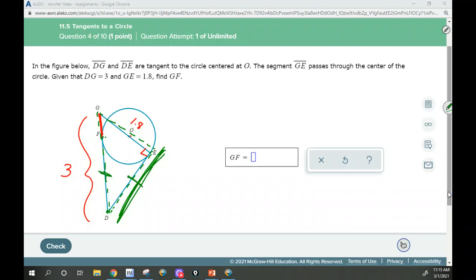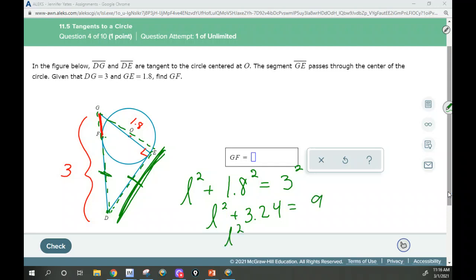So let me show you what we're going to do. You're watching this one, right? All right, so we've got a leg squared that we don't know, plus 1.8 squared equals 3 squared. Solving for this leg right here, right? What's 1.8 squared? 3.24. 3.24 plus the leg squared equals 9. Take away 3.24 for me. 5.76. And square root that. 2.4. All right, so this guy is 2.4, which means this guy is how long? 2.4.